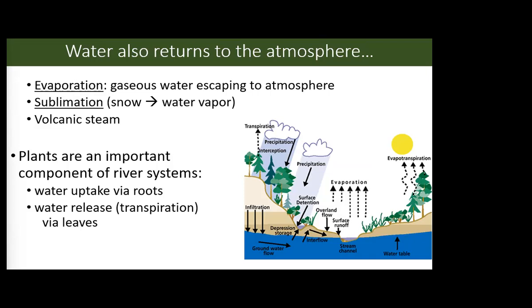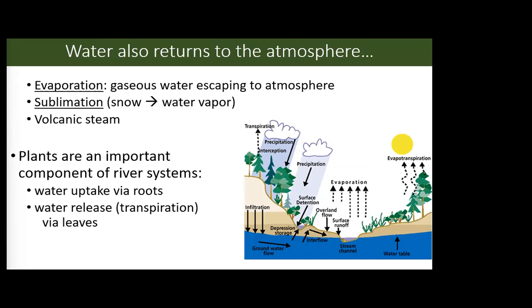So for evaporation, we know as you heat up water, it evaporates, turns into a gas, and that gaseous water goes up into the atmosphere. We can also have what's known as sublimation. Sublimation is where you go from a solid directly to a gas, rather than melting first into a liquid and then turning into a gas. You go directly from solid to gas.